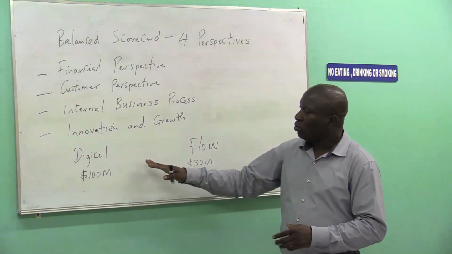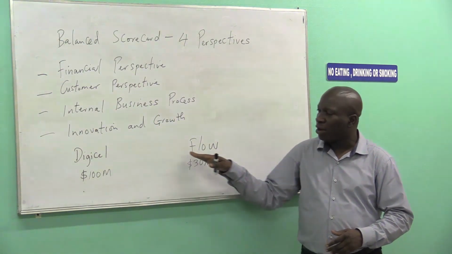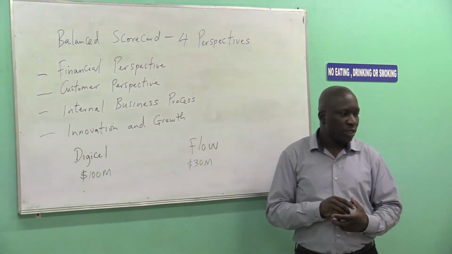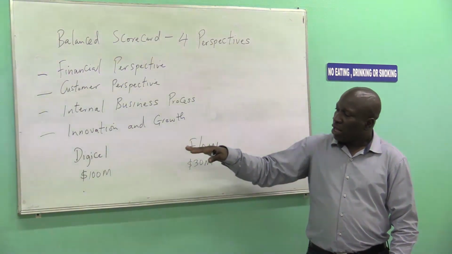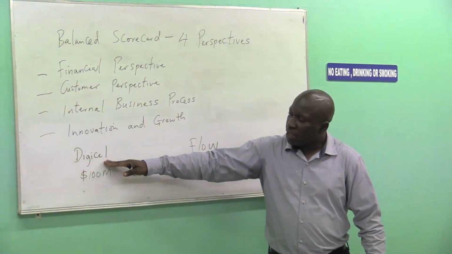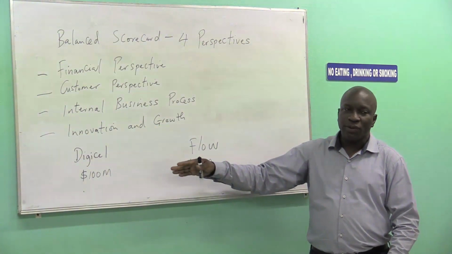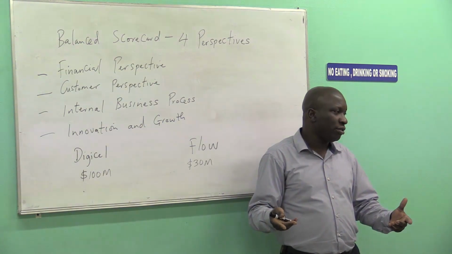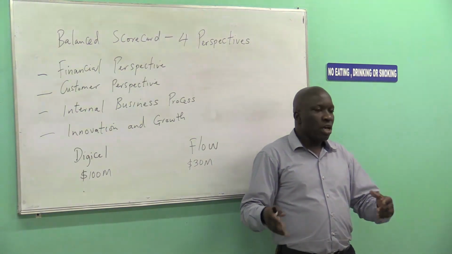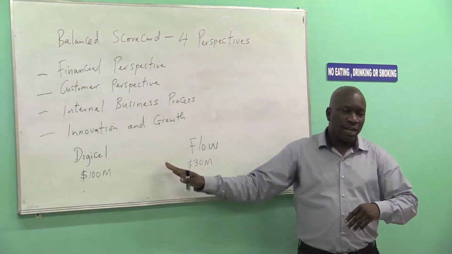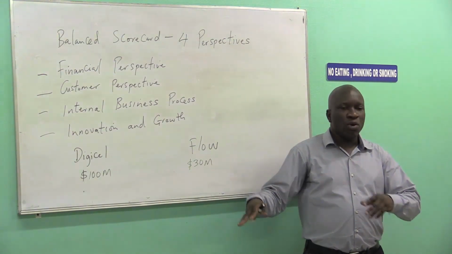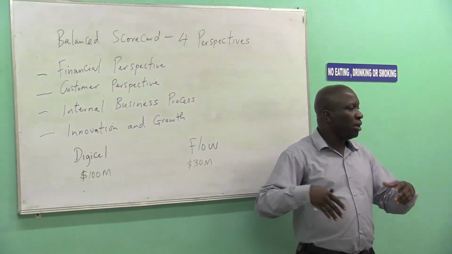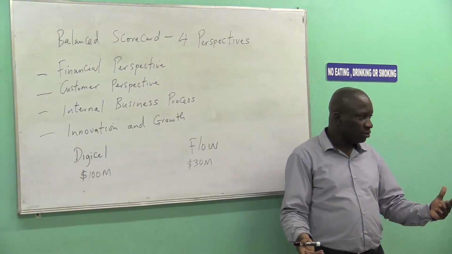Let me go back to the example that I have right here. I have Digicel probably made a profit of 100 million and you have Flow making a profit of 30 million. Just on the face of it, just looking at the figures I have here, we could more or less say that okay, Digicel probably far better than Flow.